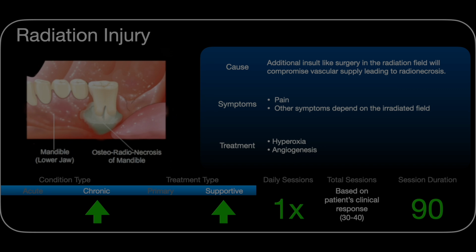The symptoms could include pain, non-healing wounds, or other symptoms dependent on the irradiated field. The use of hyperbaric oxygen therapy within the context of radiation injury relies on hyperoxia, as well as the formation of new blood vessels, also known as angiogenesis.